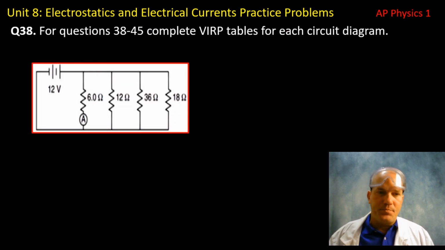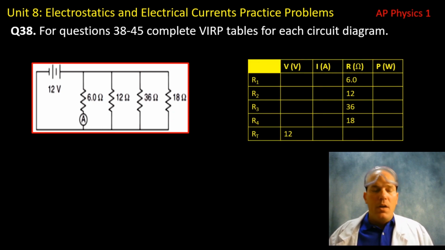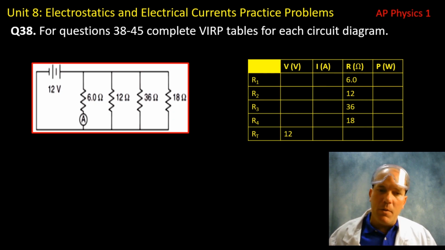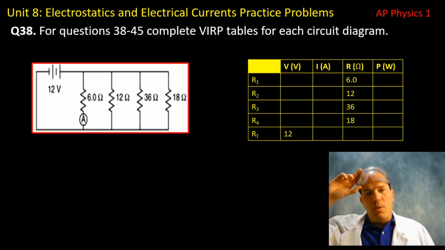Question 38. For the remaining questions on the problem set, we're going to simply be creating and filling out VERP tables. So let's get started with 38 here. We have 4 resistors. All 4 of them are hooked up in parallel. So to start off our VERP table, you'll put the identities of all 4 resistors, and you also know the total potential difference to be 12 volts.